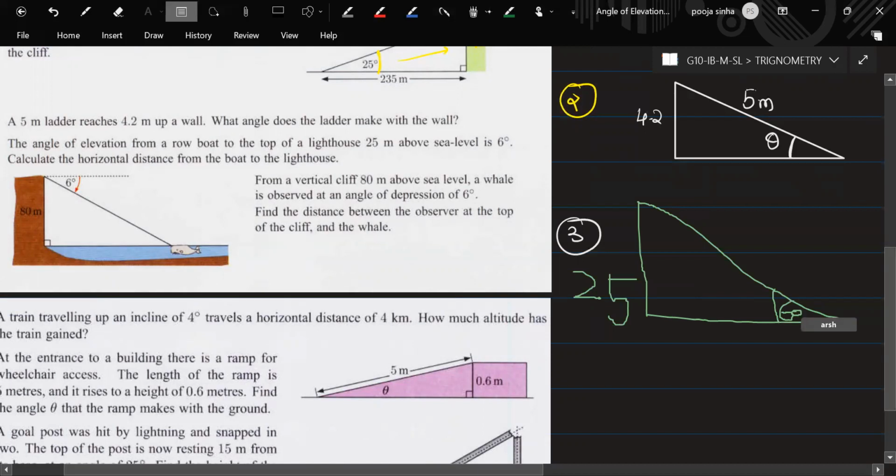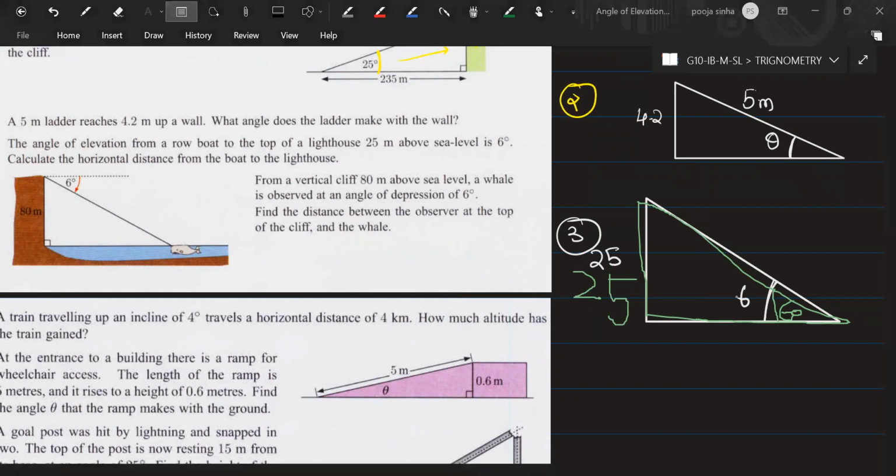Miss, that's supposed to be 6 degrees. Absolutely correct. All right, so this is your diagram. This you said is 25. This angle is 6 degrees, correct? Yeah, that's what you said. Absolutely correct. Now this is 6 degrees.